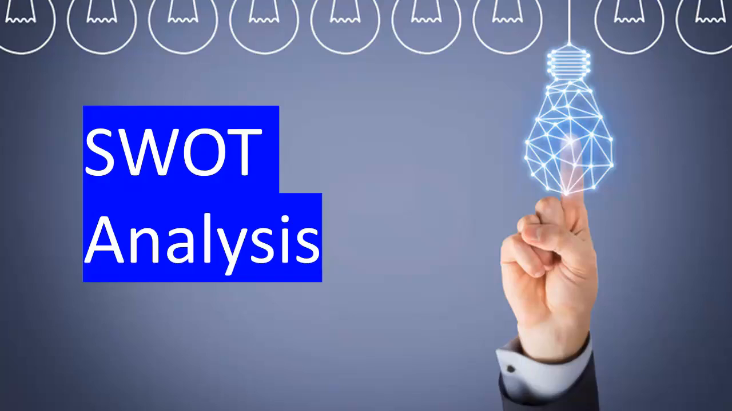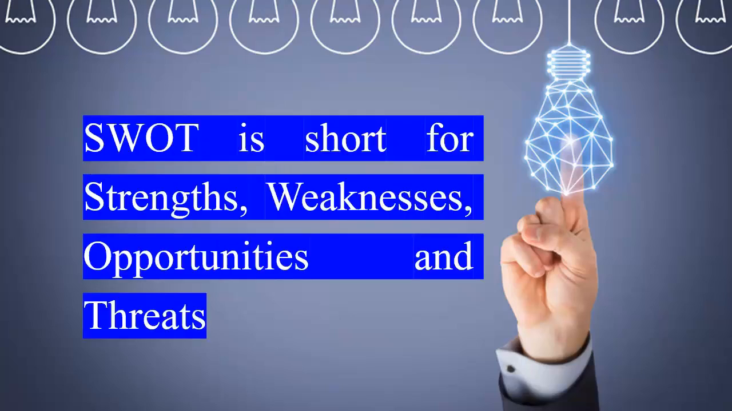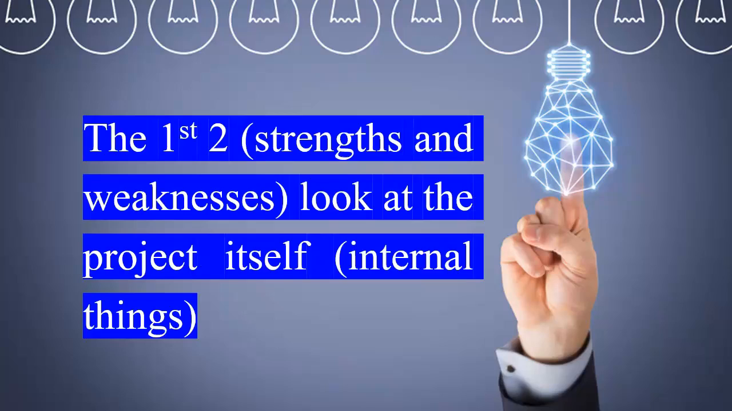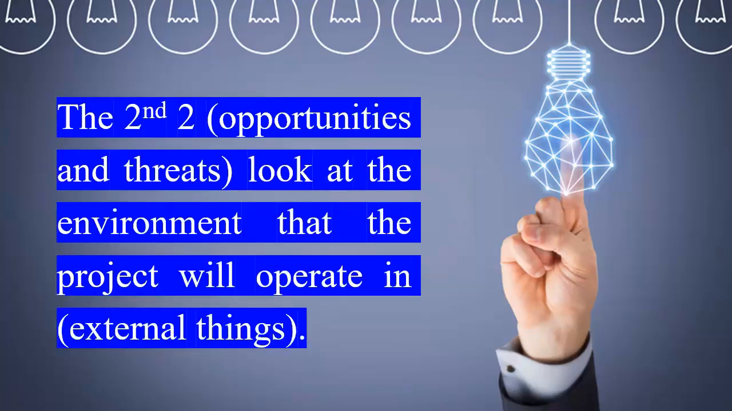SWOT. Here we go. SWOT is short for strengths, weaknesses, opportunities, and threats. S for strengths, W for weakness, O for opportunities, T for threats. The first two, the strengths and weaknesses, look at the project itself, the internal things. The second two, the opportunities and threats, look at the environment that the project will operate in, the external things.